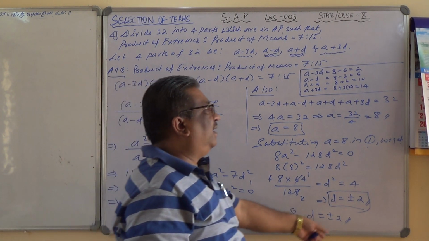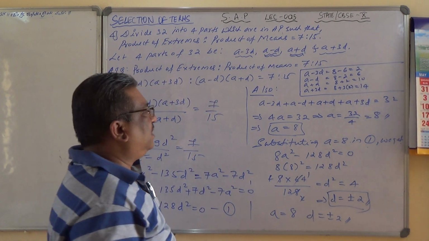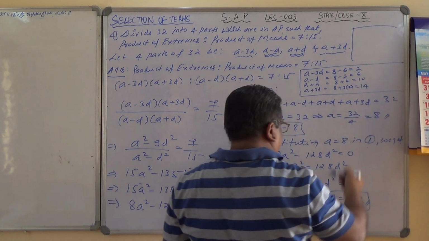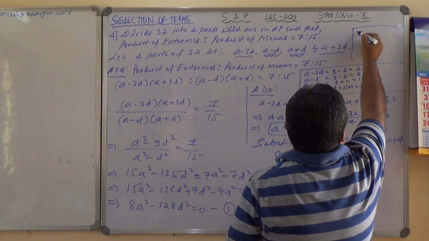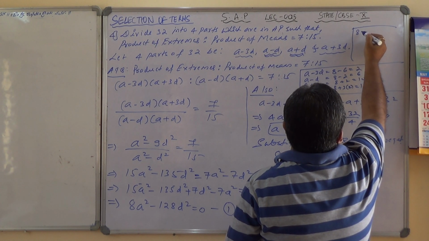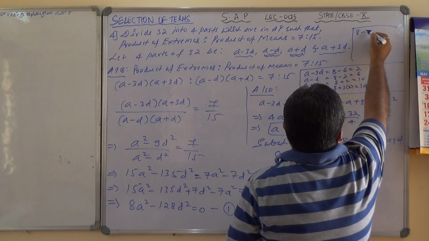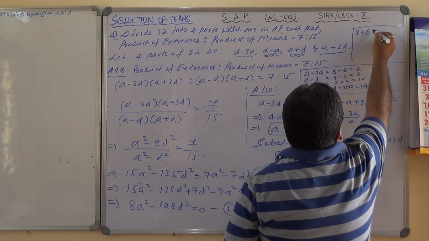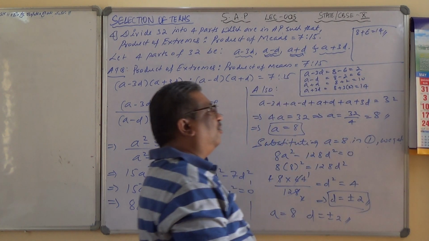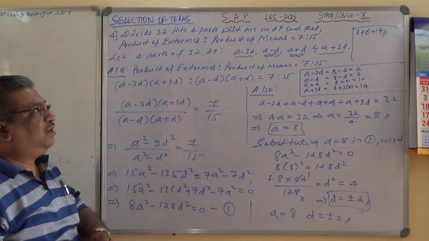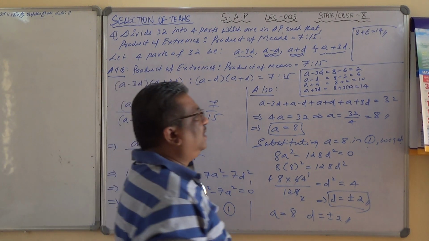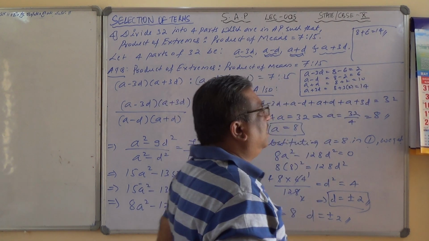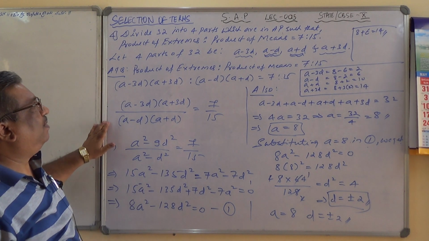Even if you take minus 2, you'll get the same numbers. Let me take minus 2 also and find out, for your information. If D is minus 2, A minus 3D will be 8 minus of minus 6, which gives you 14. Check it, it will be the same. The numbers are 2, 6, 10 and 14. Check whether the sum is 32: 2 plus 6 plus 10 plus 14 is 32. Yes, it is 32. So this is the problem, very important.